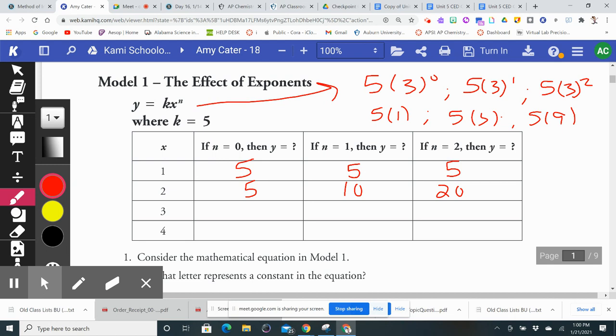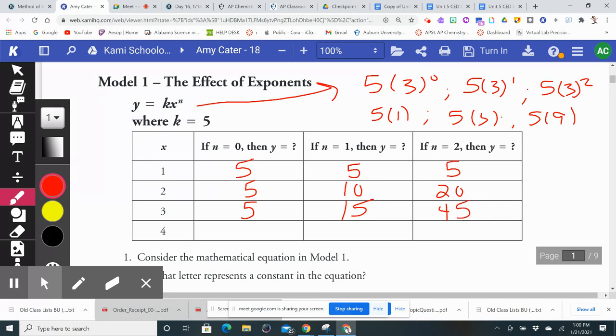All right. So for number 3, what would go in the first blank there? When n is 0, what effect does it have? What's your answer going to be? y is going to be equal to 5. For the second one, when n equals 1, y is going to be equal to 15. For the third one, when n equals 2, y would be equal to 45.